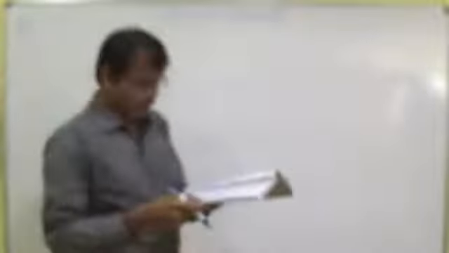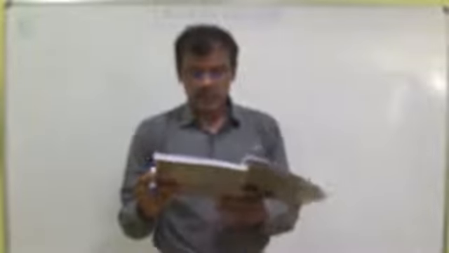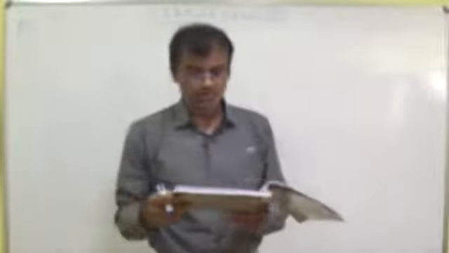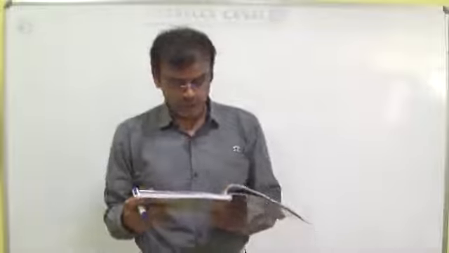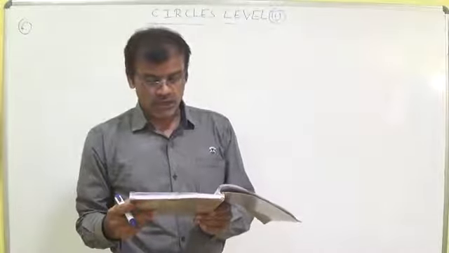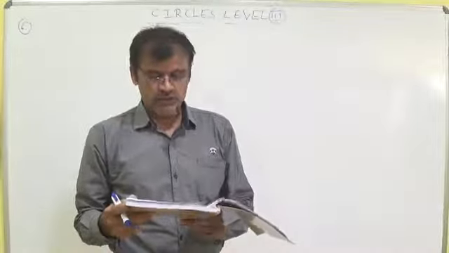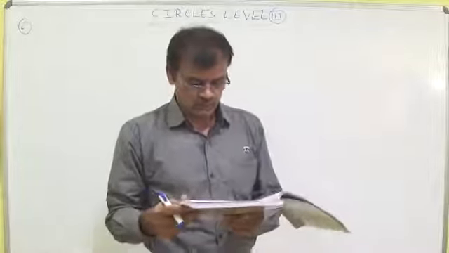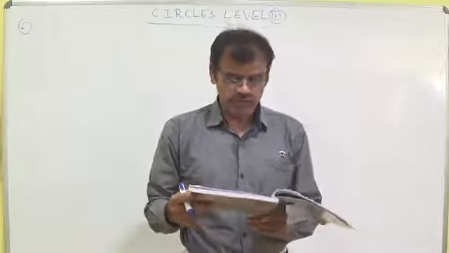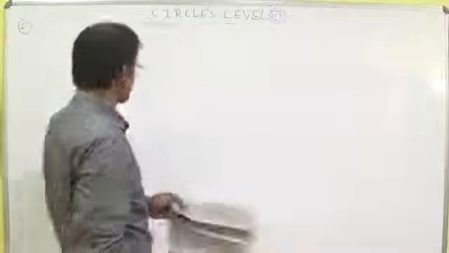6th question. Two circles with radii R1 and R2, R1 greater than R2 greater than or equal to 2. So the minimum radius is 2, and R1 should be greater than R2. They touch each other externally. If alpha is the angle between the direct common tangents, then what is alpha?